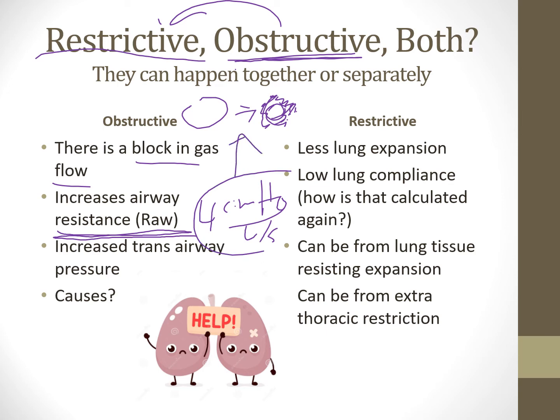Remember, this increases your transairway pressure. Remember from chapter 2 in your pulmonary book, transairway pressure is the pressure gradient from the pressure at the mouth to the alveoli. Well, why did I put this in there? Let's say you have this asthmatic patient up here that's on a ventilator. That means it's going to take a lot of pressure to get from the mouth to the alveoli.